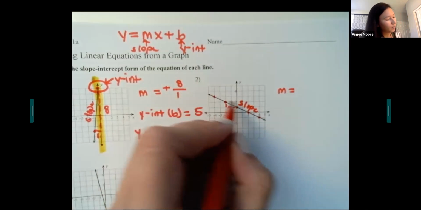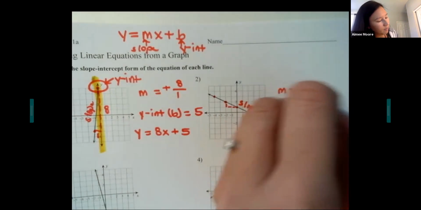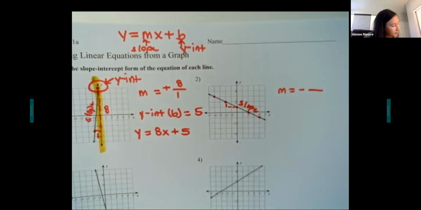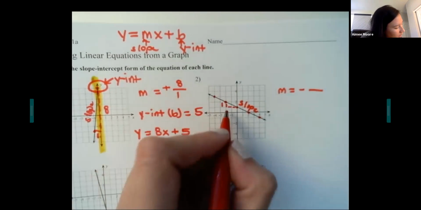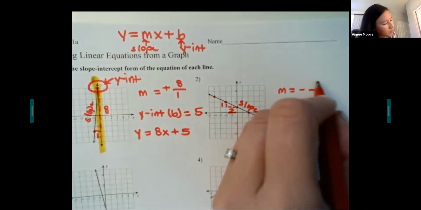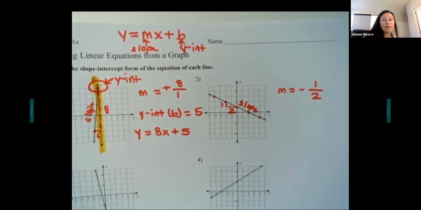And when we write slope, we see that our line is negative. So we have a negative slope. Then we count our rise, which is 1, and our run, which is 2. So our slope is -1/2.